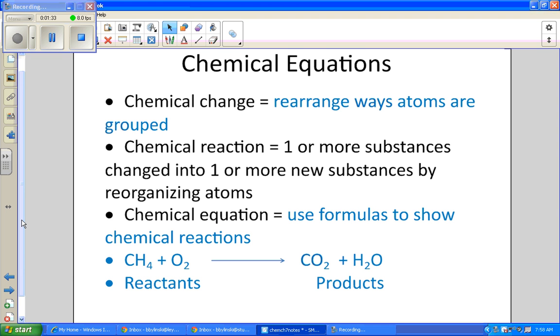Now, the equation itself is something where we use formulas to show chemical reactions. So you'll see an example on the screen, the CH4 plus O2, and that arrow means to yield CO2 plus H2O. And what you need to be familiar with now are those names. The left side are the reactants, get it, because they are reacting, and the right side are the products because something is produced.